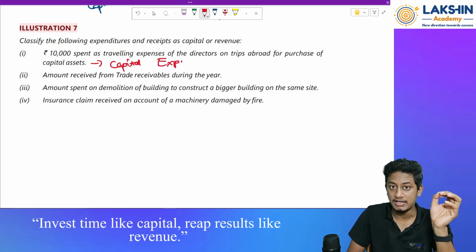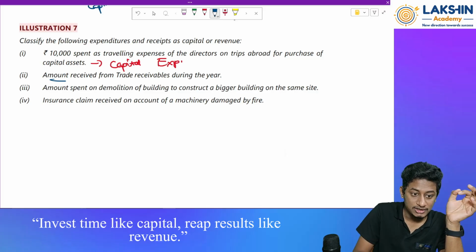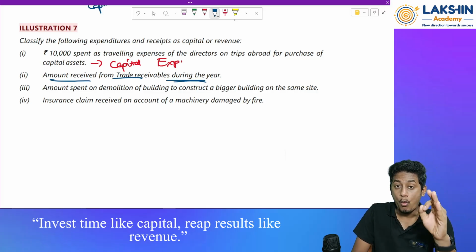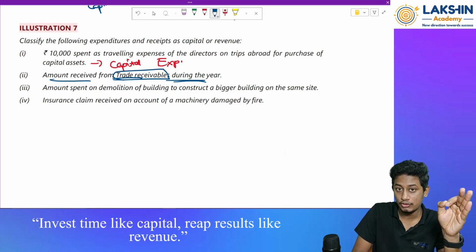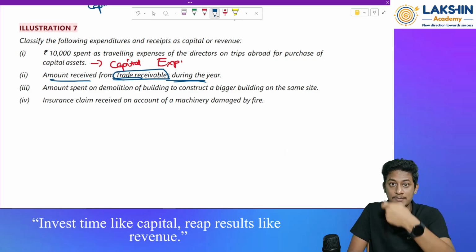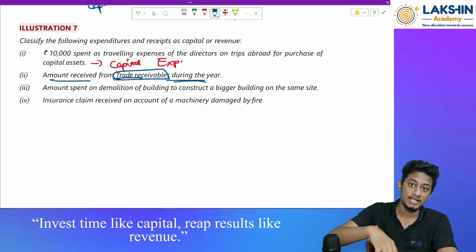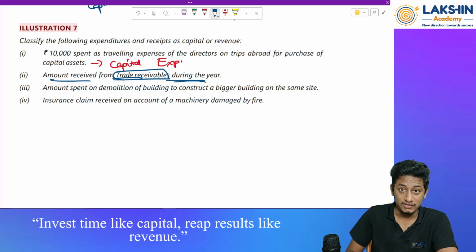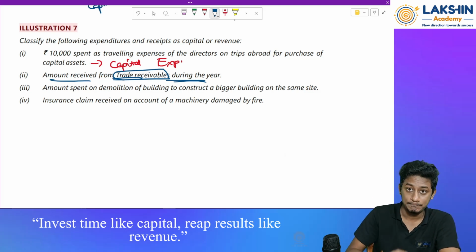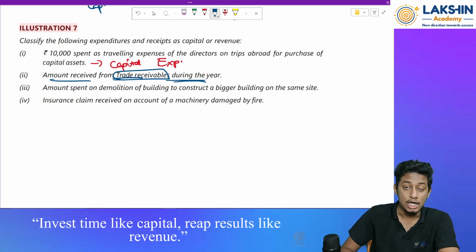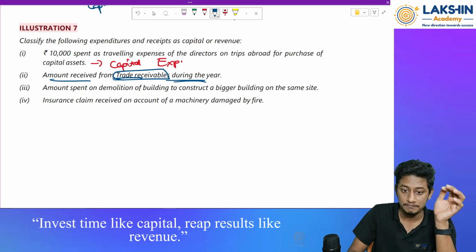expenditure. Then next, amount received from trade receivables during the year. What are trade receivables? Your debtors, right? You have sold them some goods, they have not made the payment, and they have told you they will pay after 2 months, after 3 months and so on. Because of that, it will be a recurring receipt, because there won't be just one person; in a business, there will be so many debtors. So because of that reason, this will be what?